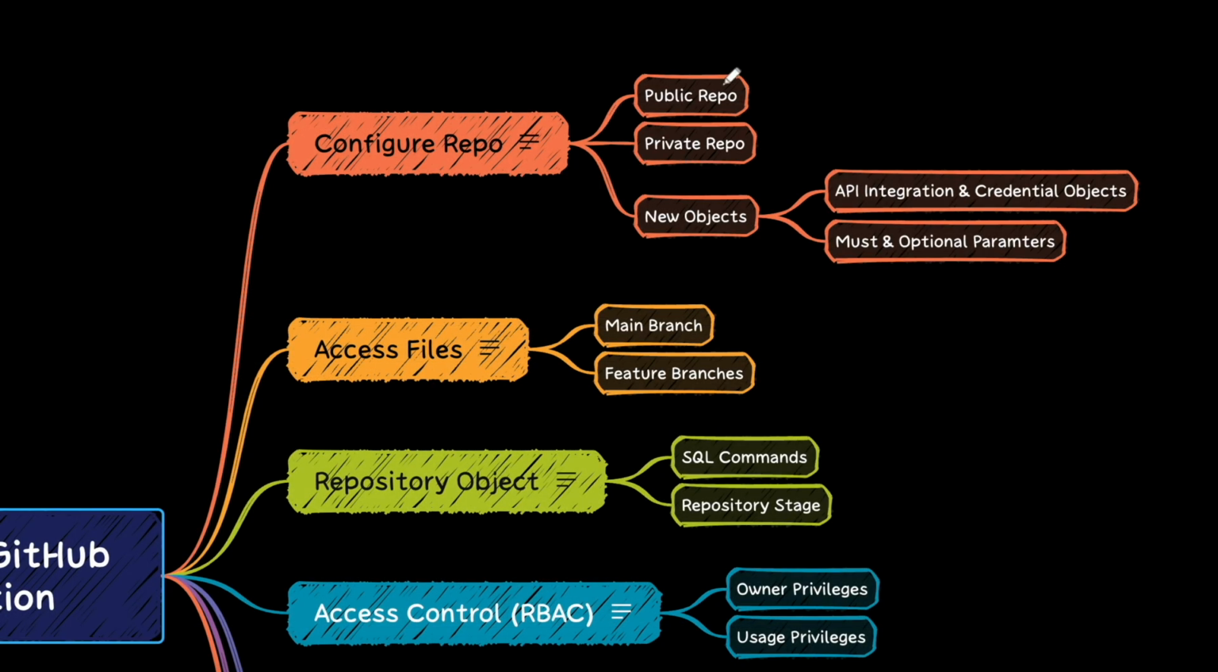So in this part, primarily we are going to configure the public repository and the private repository, and we will also quickly understand what all different types of objects we are going to create and what all parameters are important and optional to create these objects.